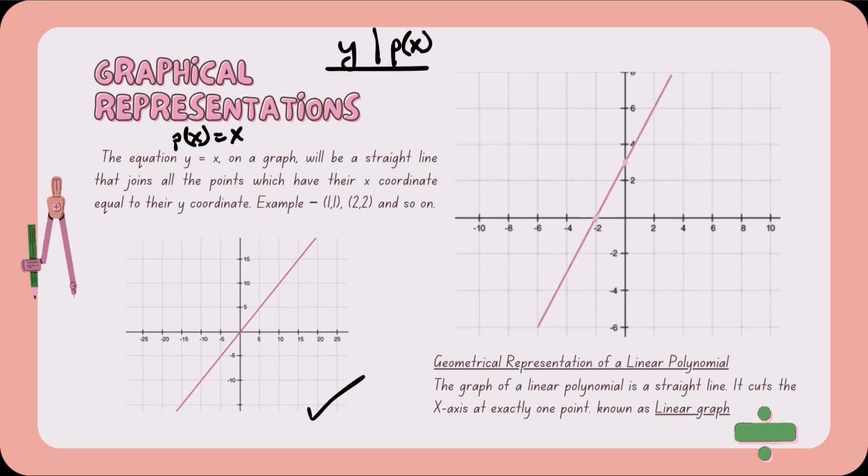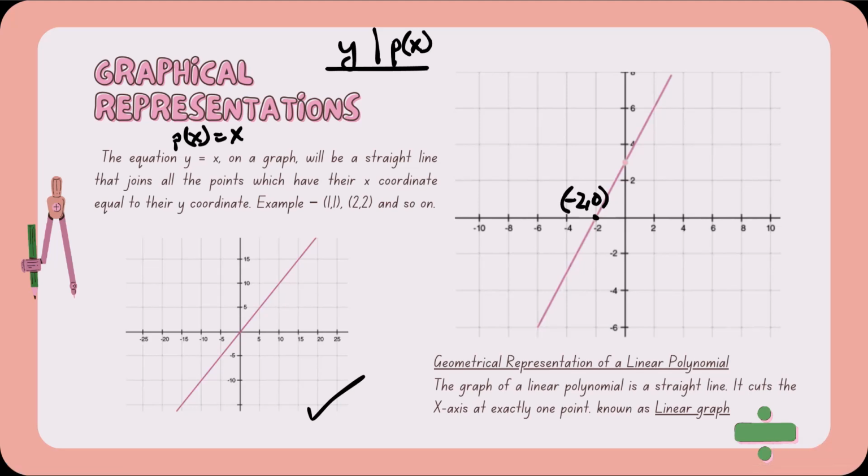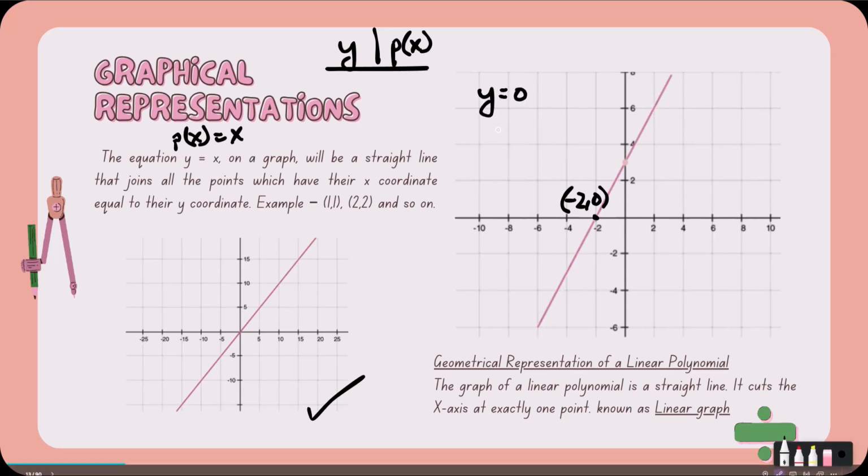So where does it cut? It cuts the x-axis at exactly one point. If you look, this is the point. What is this point? This point is -2, 0. What do you understand from this point? If this point is -2, 0, what is the y value? Y is 0, correct? What is x? X is -2. So if y is 0, what does that mean? P of x is 0. So p of x is equal to 0 when x is equal to -2. This is the logic that should be understood, okay?